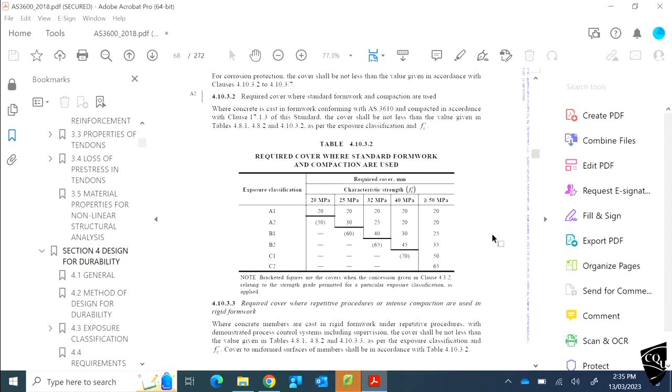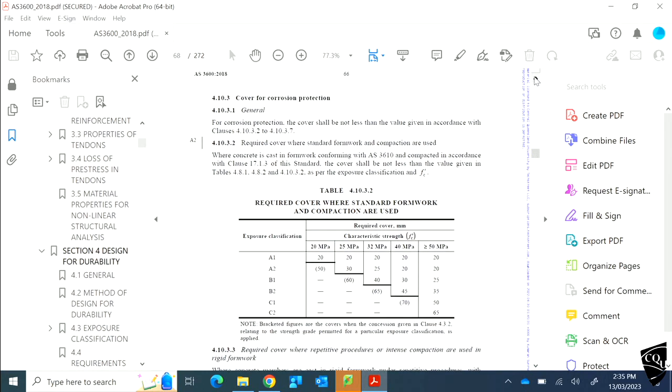Once you have the concrete strengths for the given condition, the next one is cover. Cover means the distance from the bottom part of the concrete to the nearest reinforcement.